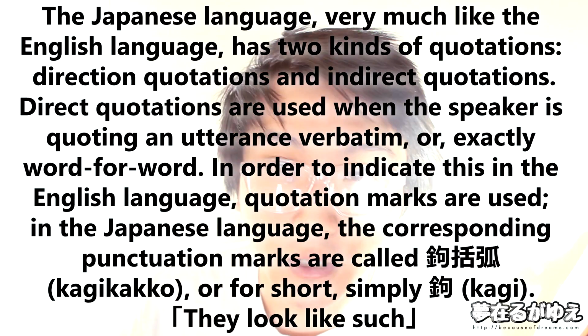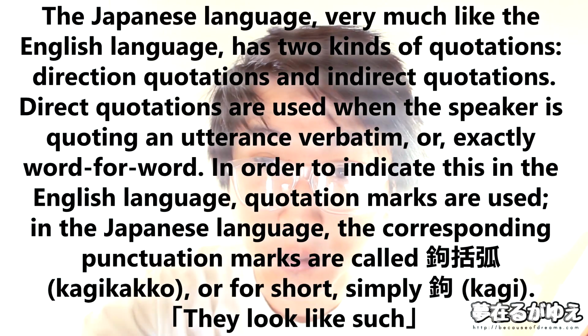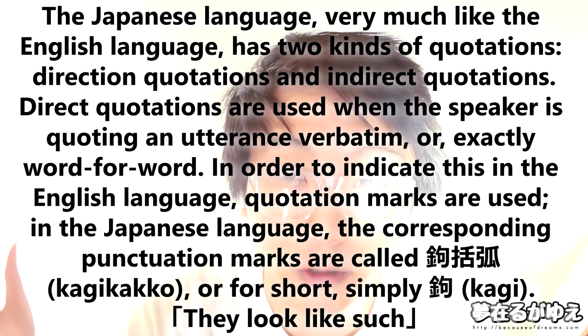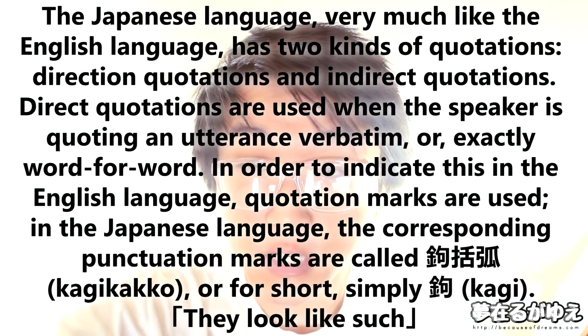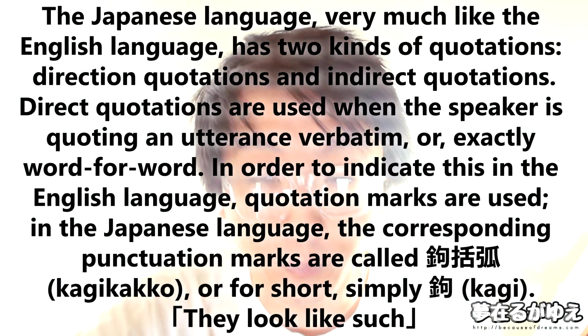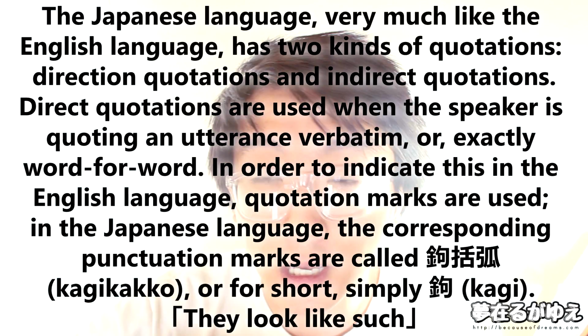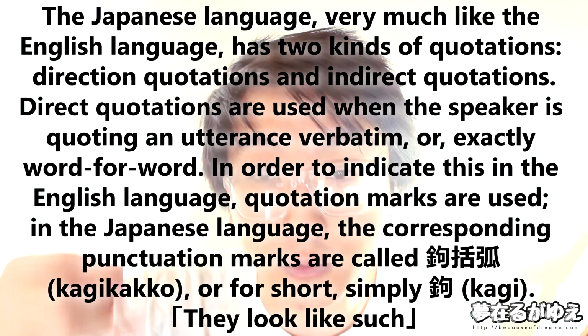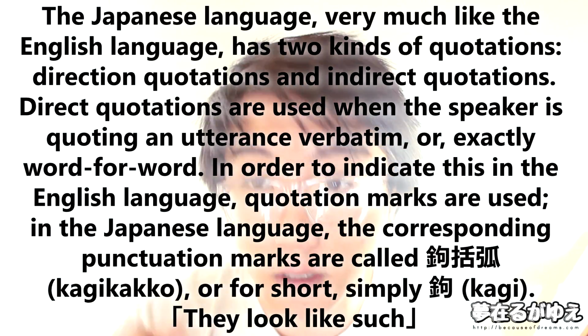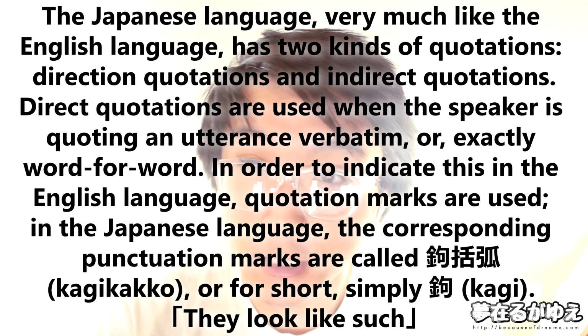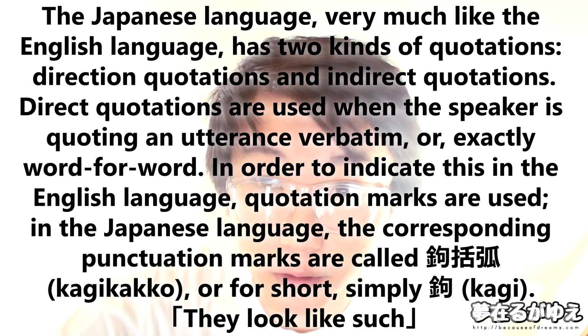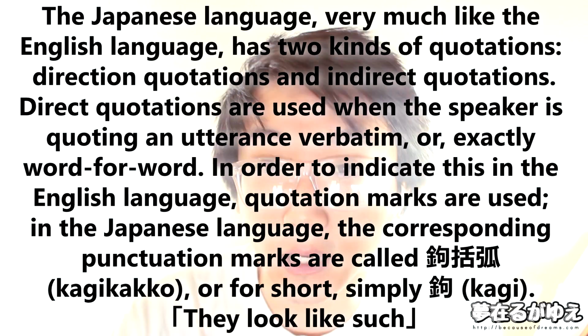So the Japanese language, very much like the English language, has two different types of quotations. We have direct quotations and we have indirect quotations. So just to give a universal refresher for both languages, when we're using direct quotations, we're basically quoting verbatim, or word for word. We're saying exactly what the person who originally spoke the quote said. And so in the English language, when we're doing this, we use punctuation marks called quotation marks, and we put them at the beginning and the end of the quote.